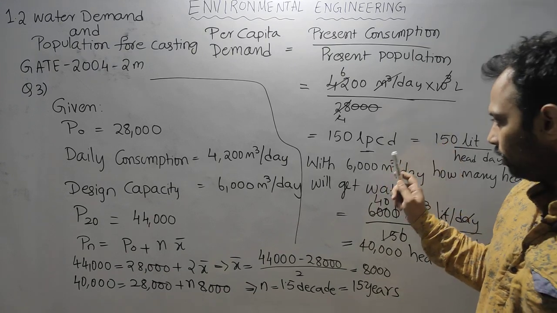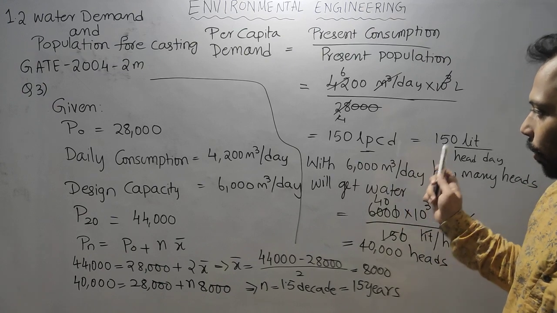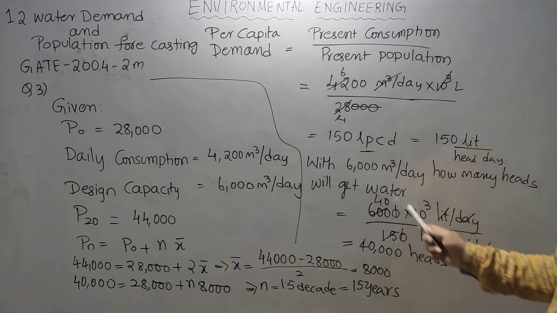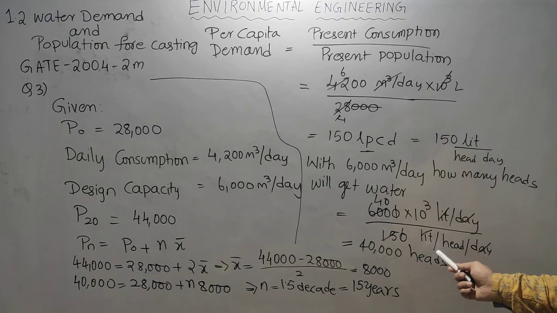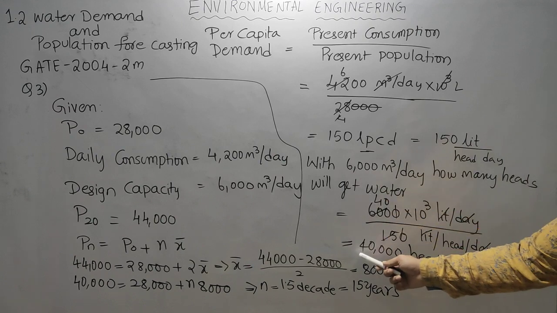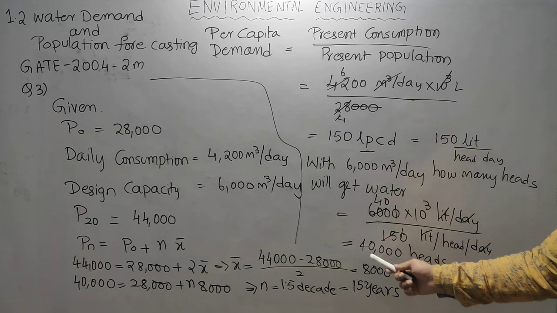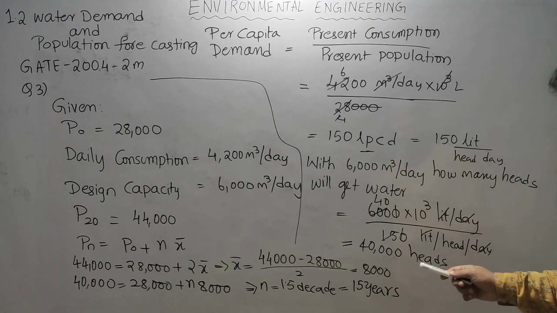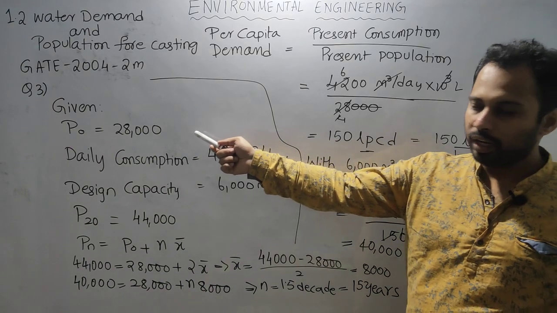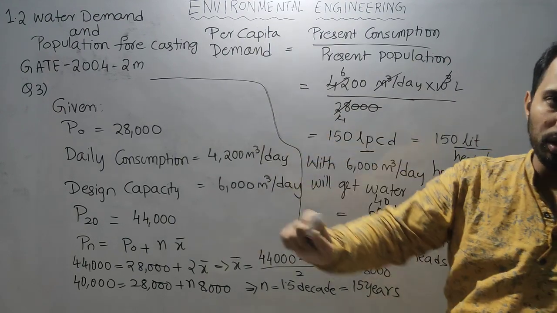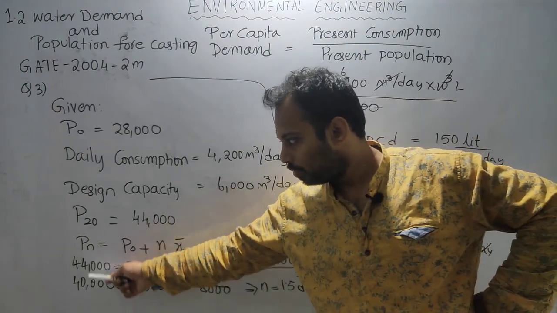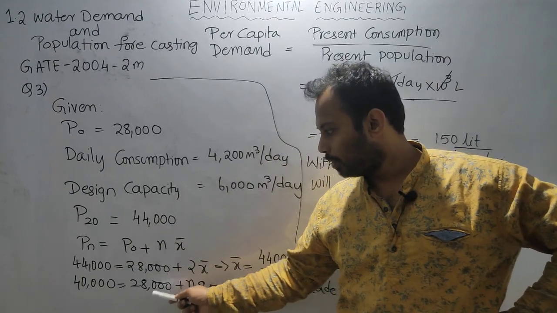So if it is 6,000 meter cube per day, then how many persons will get? So 6,000 by this per head demand. If you divide, you will get number of heads. So this 6,000 will go up to 40,000 heads. Here, today's population is 28,000. When will it become 40,000? Using the formula of this. So this is 40,000. This is today's population.